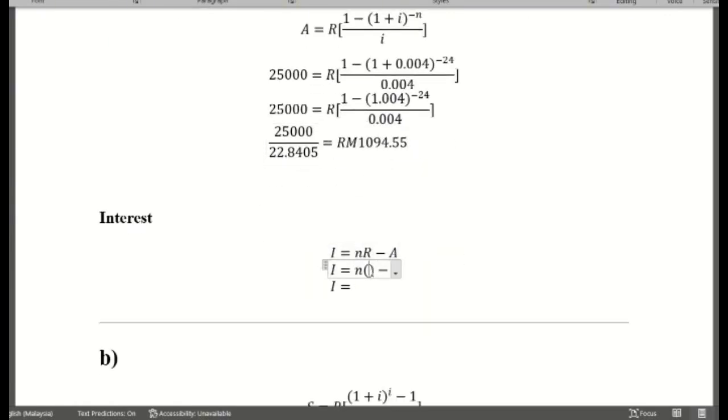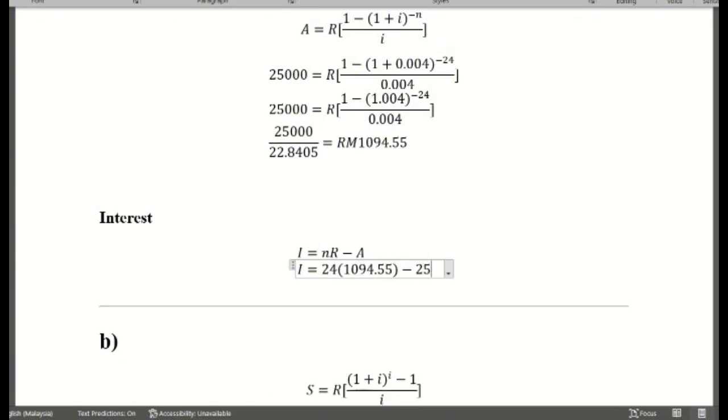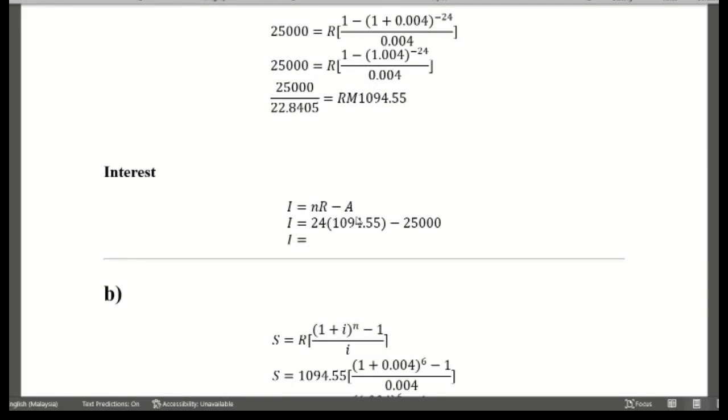It's not done yet, and we already have the formula, so we just copy and paste the information. Then it should be 1,094 and 55 cent, then 25,000. And so the final answer will be 1,269 and 20 cent. So this is the final answer. So let's move to this part.